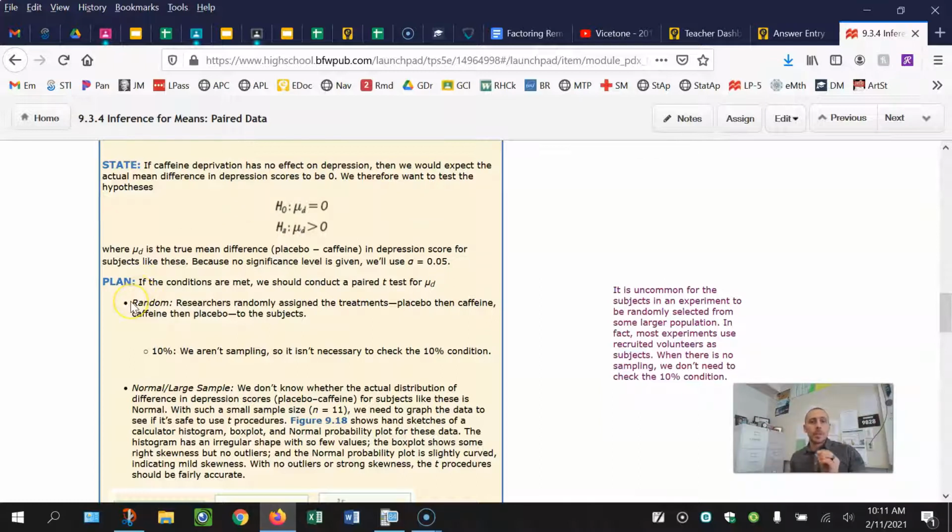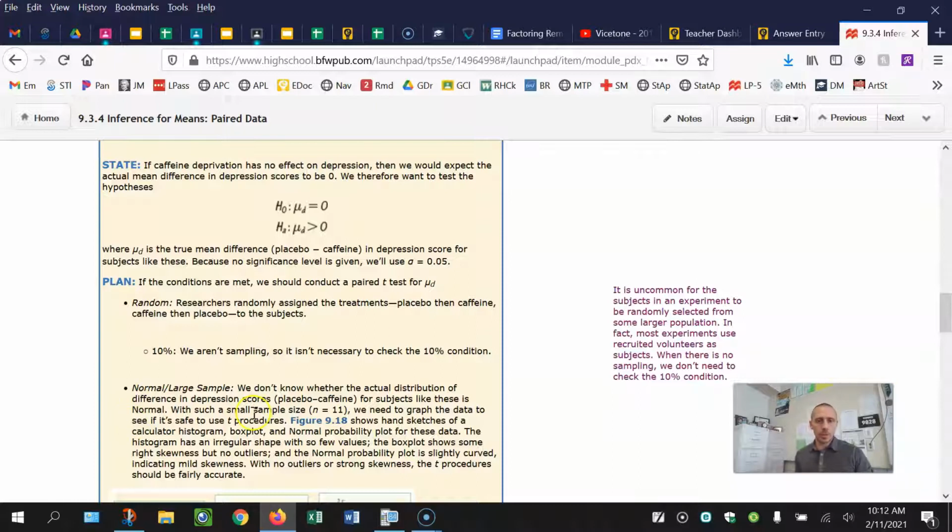Plan step. This is the first time we've seen this, the random condition. Now that this is coming from an experiment, there is no random sample. So we would say that the researchers randomly assigned the subjects to placebo or caffeine. Or I could generically say there was random assignment to placebo and caffeine. 10% condition, we don't need to check at all. Remember, we check that because we're sampling without replacement. Well, in an experiment, there's no sampling happening, so we don't check that.